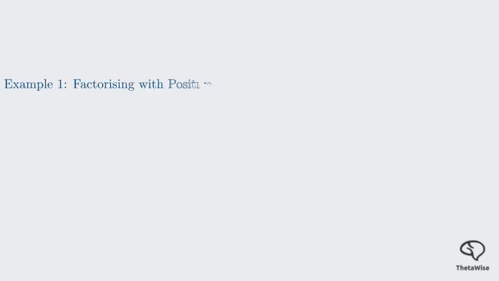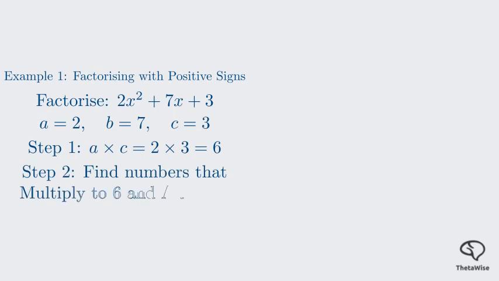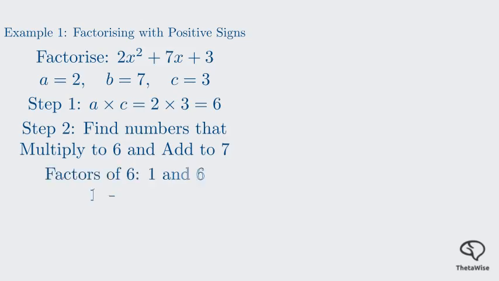Let's apply these steps to our first example, where both signs in the brackets will be positive. This is a very common starting point in IGCSE papers. Our expression is 2x squared plus 7x plus 3. First, identify our values. A is 2, b is 7, and c is 3. Step 1 is to multiply a and c. 2 times 3 gives us 6. Step 2. We need two numbers that multiply to give 6, but add together to give our middle coefficient, 7. The factors 1 and 6 work perfectly, because 1 plus 6 is 7.